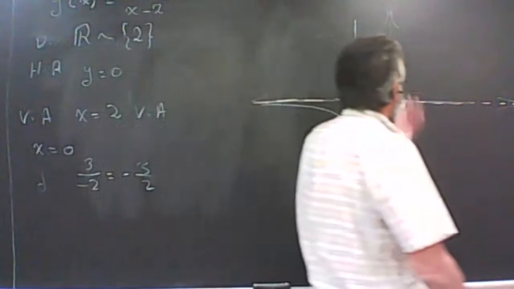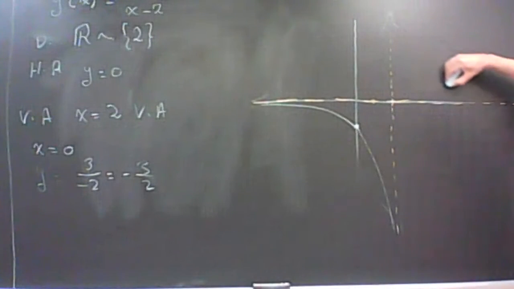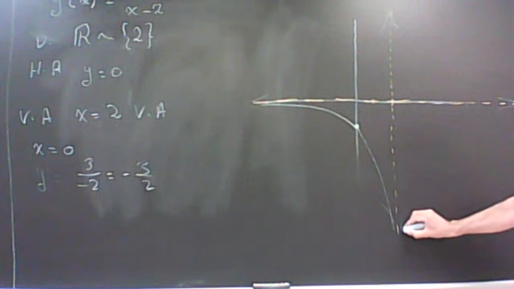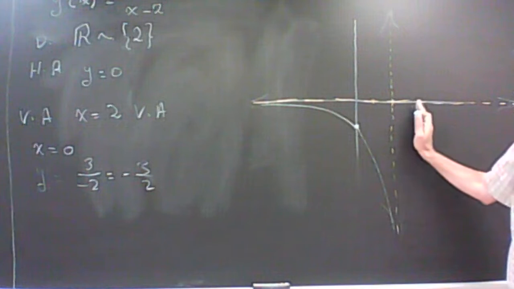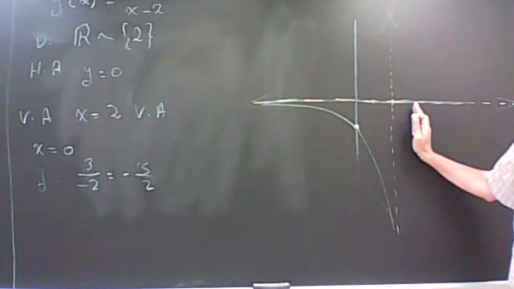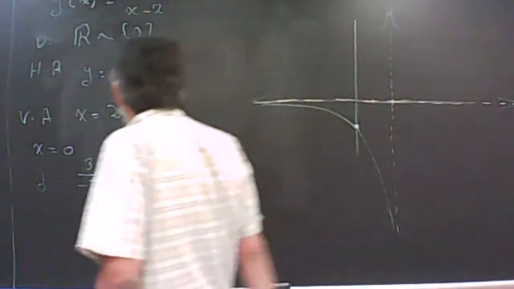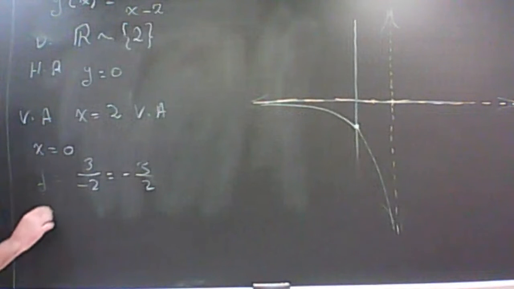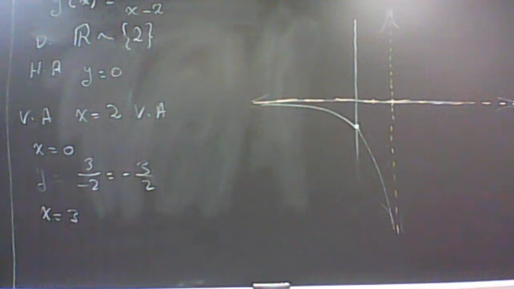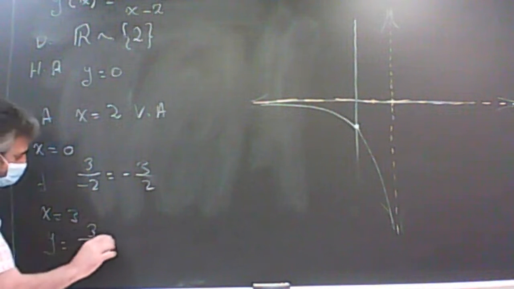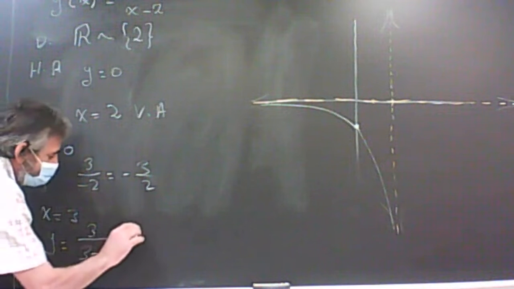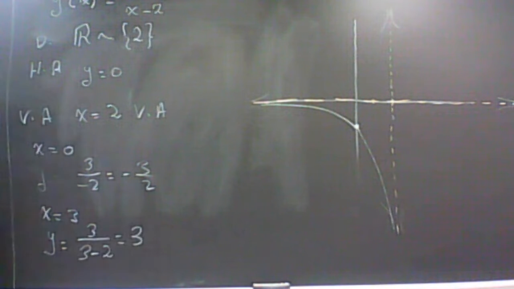Now, the second portion, again, could come this way. Yeah? It could come this way. I don't know which way yet. Let's try it. Then I'm going to take a point on this side. Let's go ahead and choose, say, 3. For x equals 3, then y equals 3 divided by 3 minus 2, which is 3. Yeah?